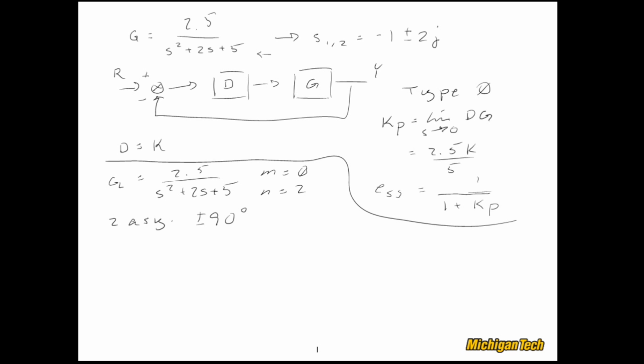Then the other thing we can do is calculate the point where the asymptotes intersect the real axis. There's many ways to do that. One way to do it is to form the characteristic equation, which would be 1 plus K GL equals 0. And I can just work this out a little bit. S squared plus 2s plus 5 equals 0. And so now it all starts taking shape.